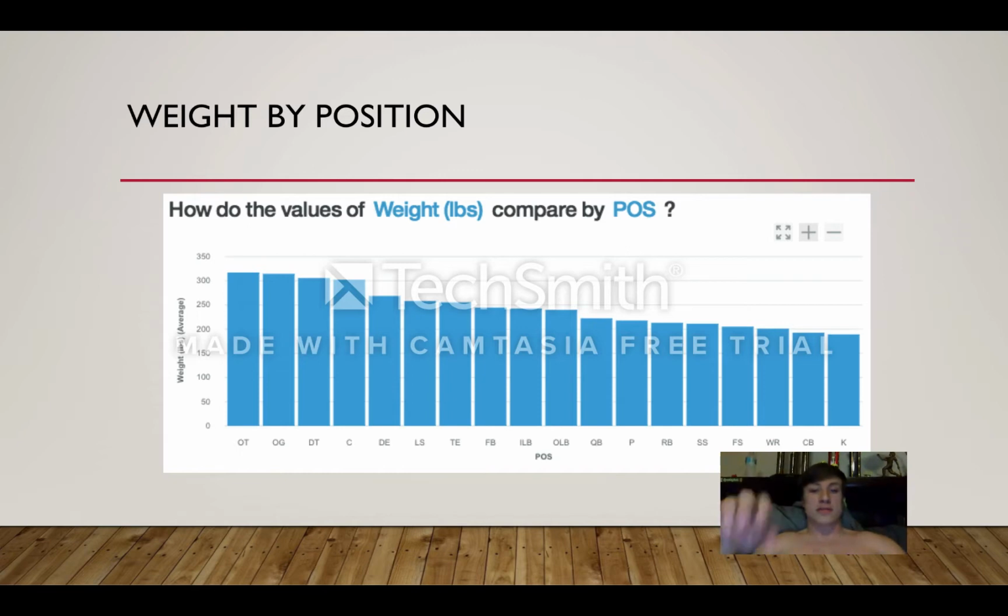and you can also see that the skilled positions are a lot lighter than the big guys with a lot of mass on the front line. But I could see this being extremely meaningful to coaches, because like I said previously, they can compare to previous years on how players are weighing and what's the appropriate amount of weight for a player to excel at that position.